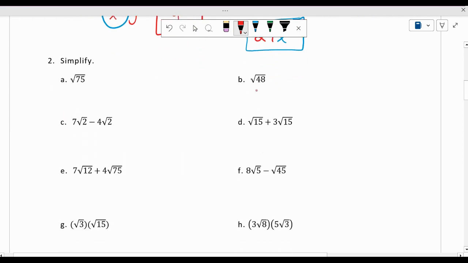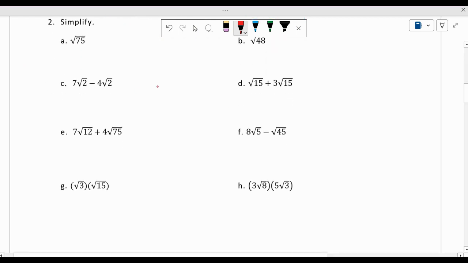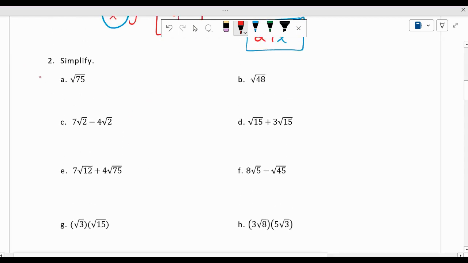Number 2 starts to address radicals. Letter A, simplify. There's nothing for me to do here. There's no operation, so they literally just want me to simplify the radical 75. So break it up. What are two numbers that multiply to 75? The two that come to mind are 25 times 3.